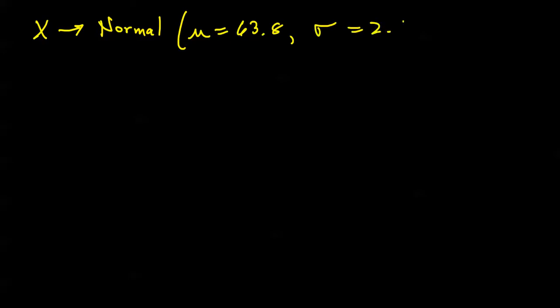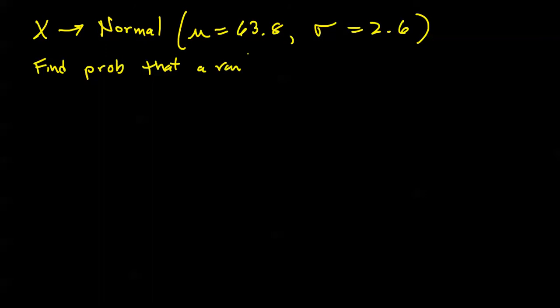Let's try another one. Same given information. We're still dealing with women here. I'll say X represents heights of all adult women of all time. I claim that those heights are normally distributed, a bell-shaped distribution, with the same mean and the same standard deviation we used in the last example.